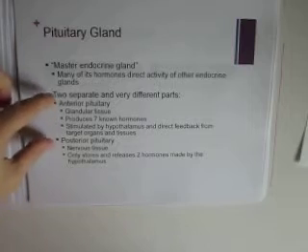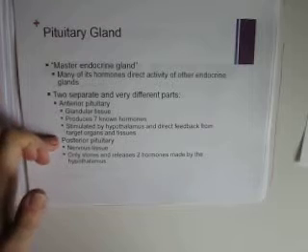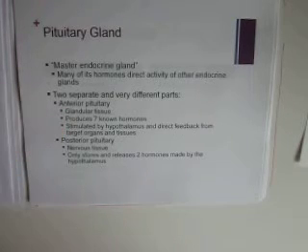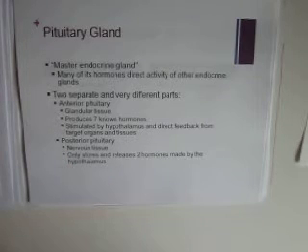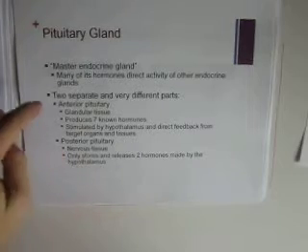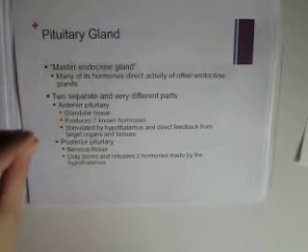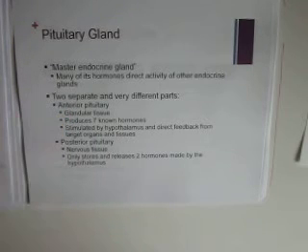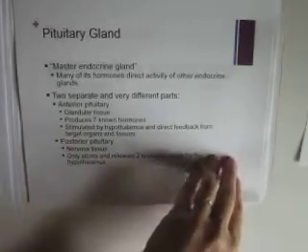Alright, so there are two separate and very different parts. We're talking about the anterior pituitary already, and we've talked about the posterior pituitary. The anterior has 7 known hormones that it produces, and the posterior only has 2. Those are made by the hypothalamus and stored there. The anterior pituitary is mostly glandular tissue, like endocrine gland tissue, and it makes the hormones right there in that part of the pituitary gland, and then they're secreted, or not secreted, according to the direction by the hypothalamus.